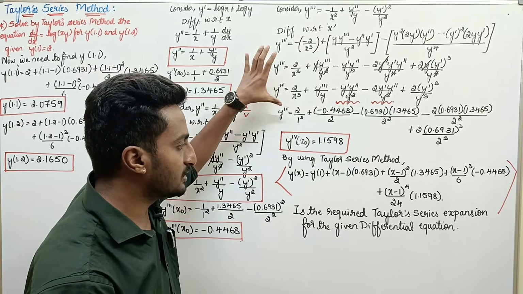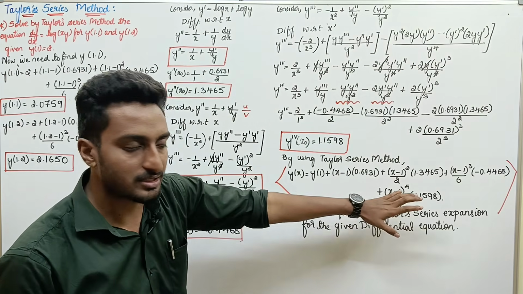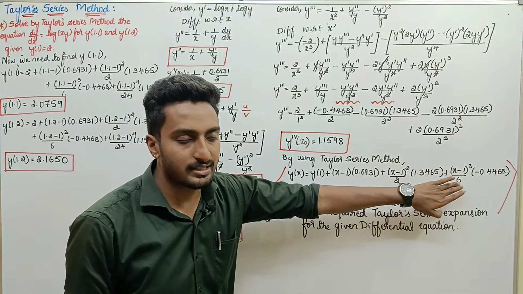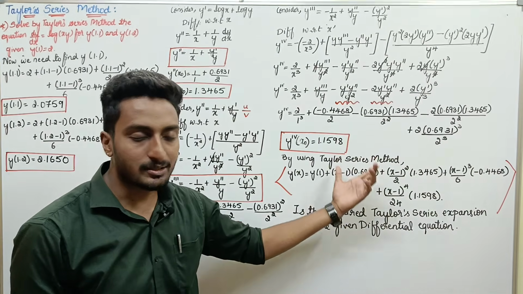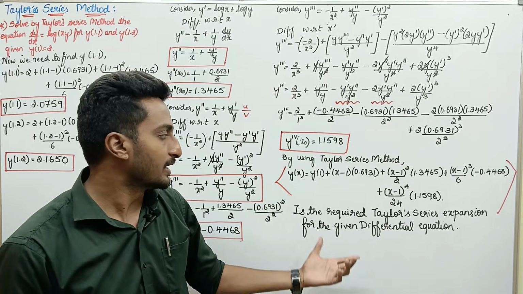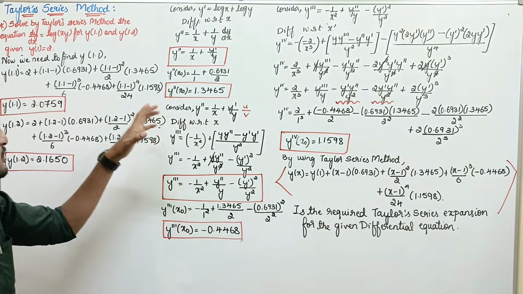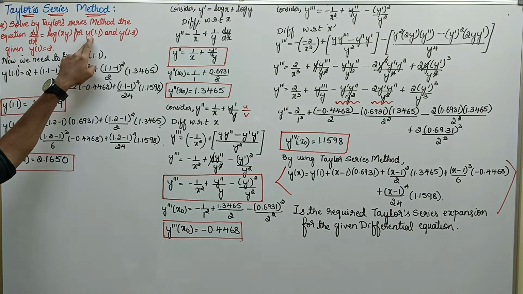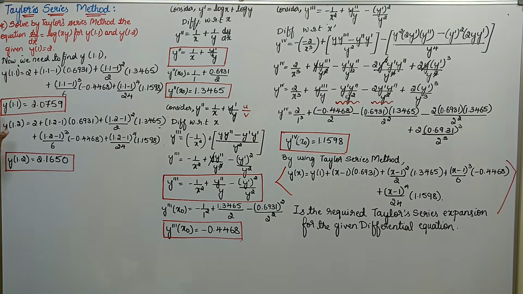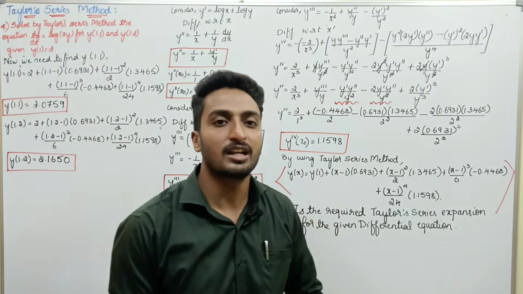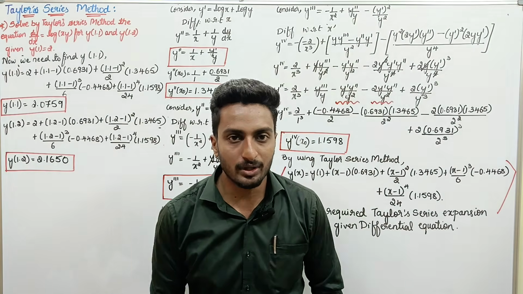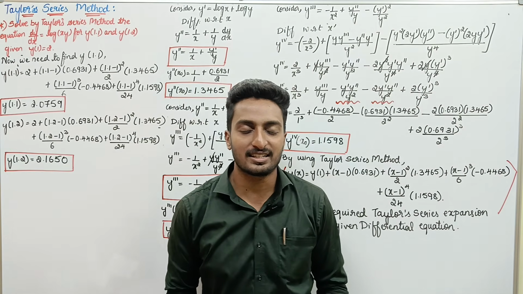Now, considering all these terms, representing the Taylor series expansion, if you simplify, this will be the required expansion of the given differential equation. Now, in place of x, substitute the value whichever they have asked to find, y of 1.1 and y of 1.2. The value of y of 1.1 will be 2.0759 and y of 1.2 will be equal to 2.1650. This is how you are supposed to represent a Taylor series expansion in the VTU main examination. I hope you have understood each and every step of Taylor series expansion.